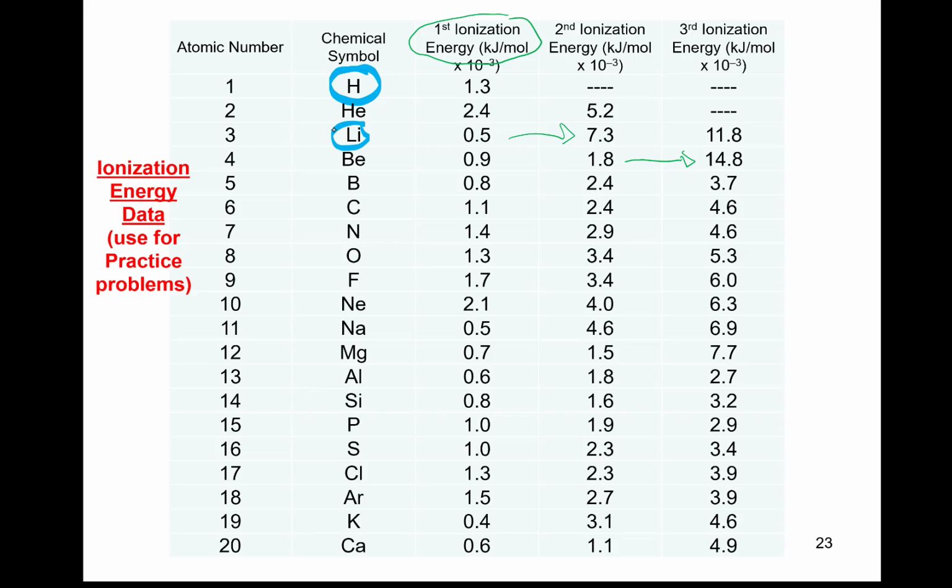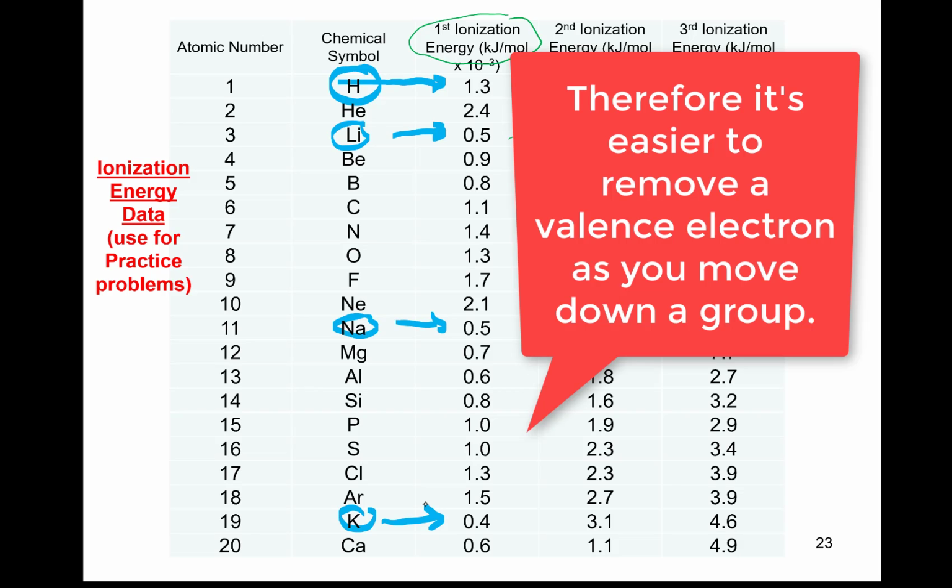Lithium is in group 1 below hydrogen. Sodium is below lithium. And then potassium. So as we go down a group, we notice the first ionization energy here is 1.3, then 0.5, so it's getting smaller. Again this is rounded, so it's not always super obvious, but our general trend as we go down the group is that it's getting smaller, the energy required to remove that first electron.